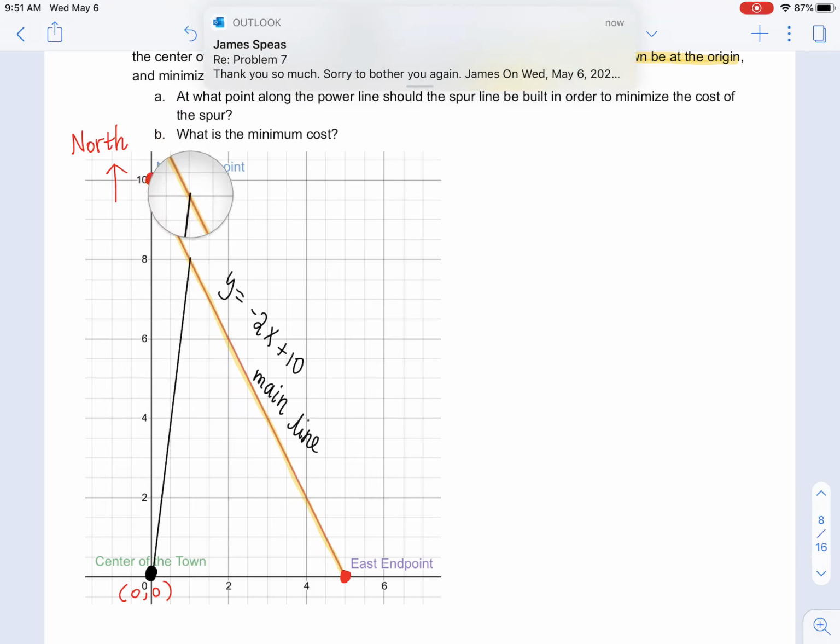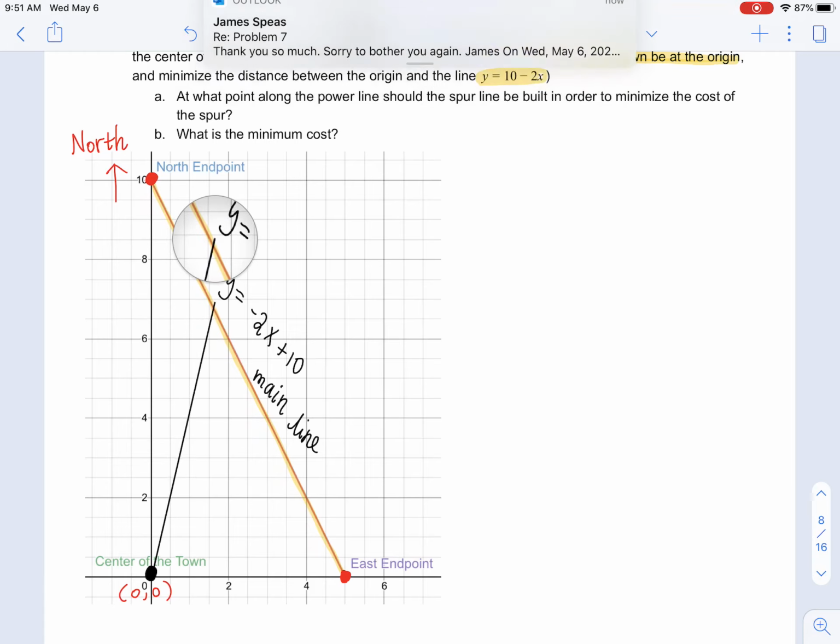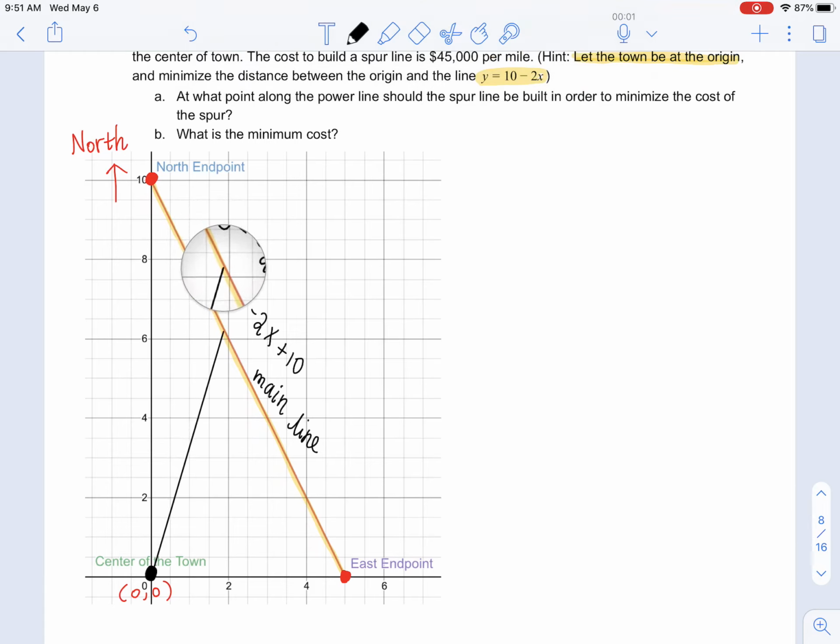But a spur line can be, wow, this is super cool. James, you never bother me. James, this is good. Okay, hold on. Let me go ahead and close this tab.